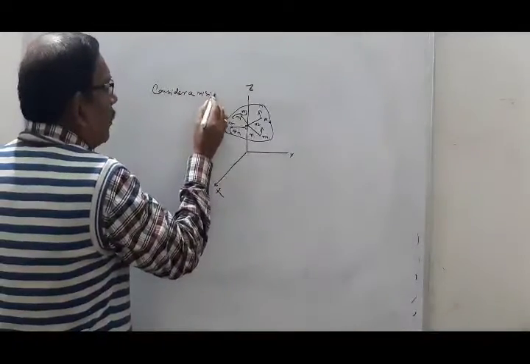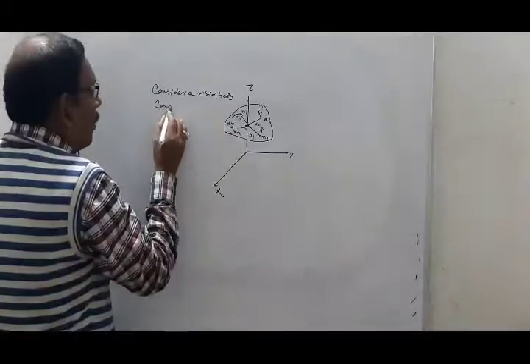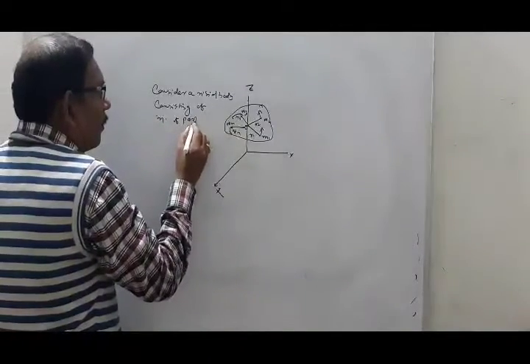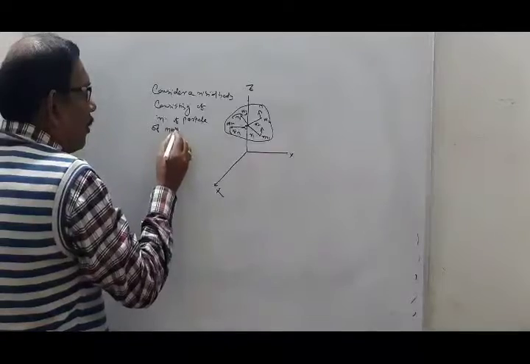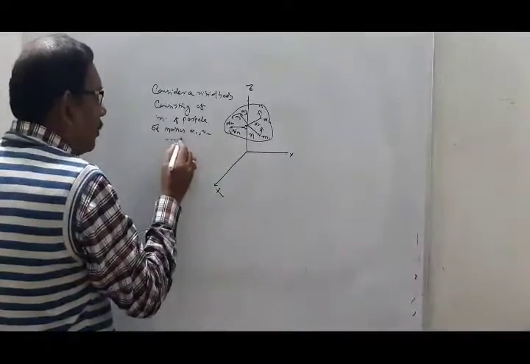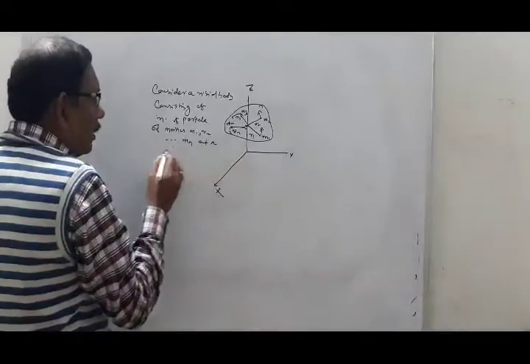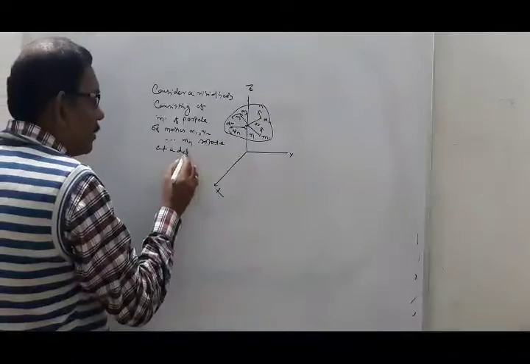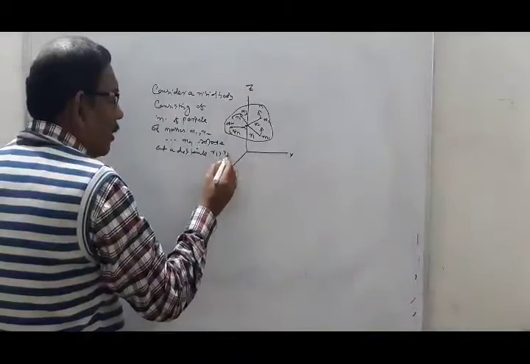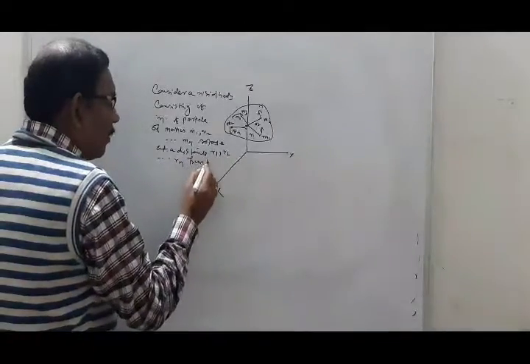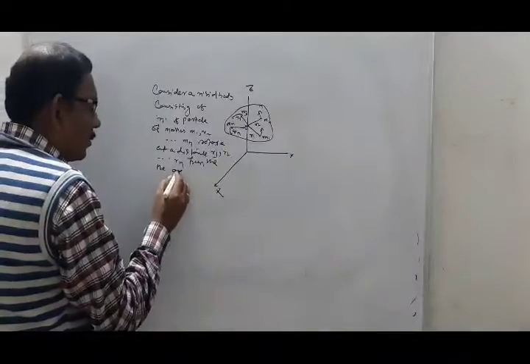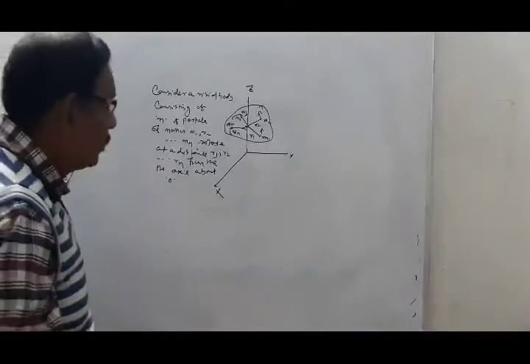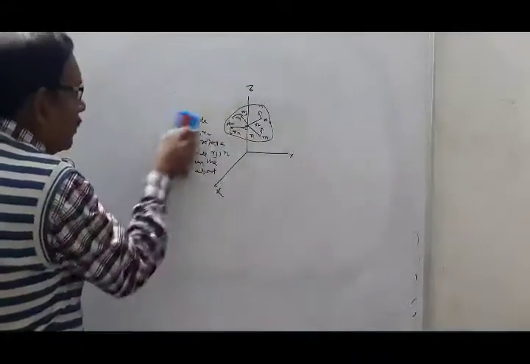So, consider a rigid body consisting of n number of particles of masses m1, m2 up to mn, at distances r1, r2, rn from the axis about the point O. So, what is the moment of inertia of this rigid body?